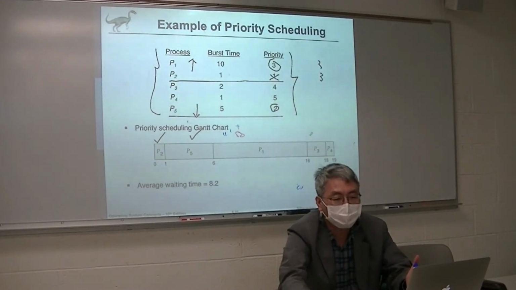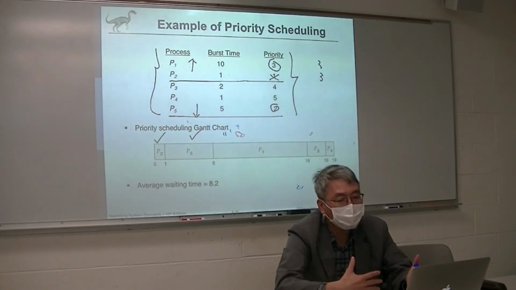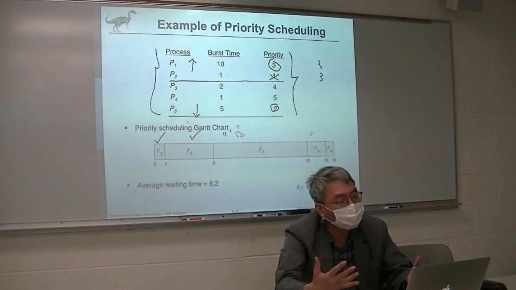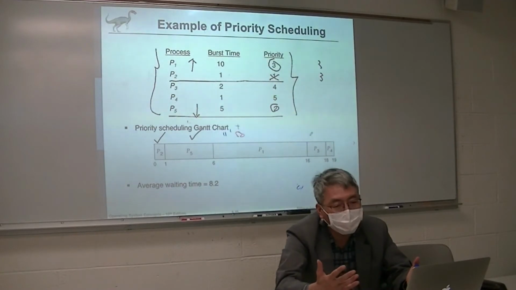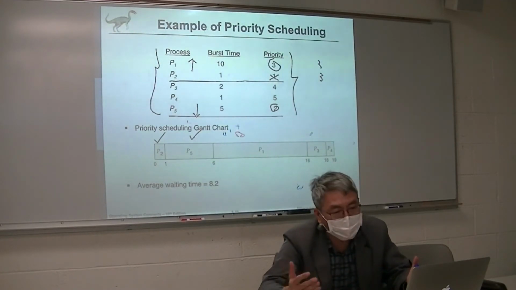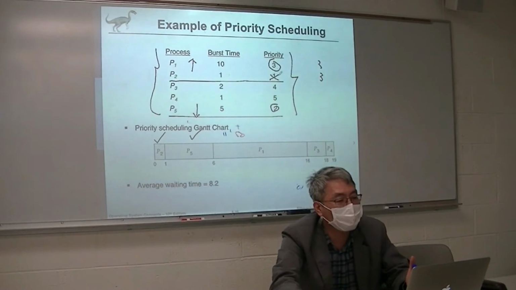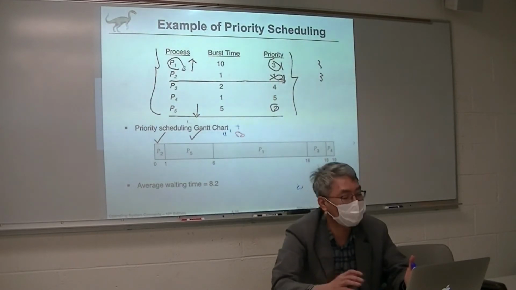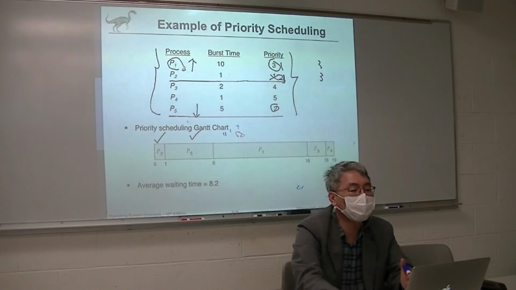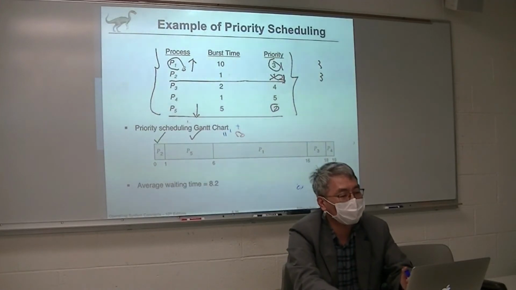What if we have the same priority number? For example, we should have a tiebreaker. The most popular tiebreaker is first come, first serve. So just in case this is a 3 and this is a 3, for example, then P1 will be selected as a tiebreaker. So that is the priority scheduling.